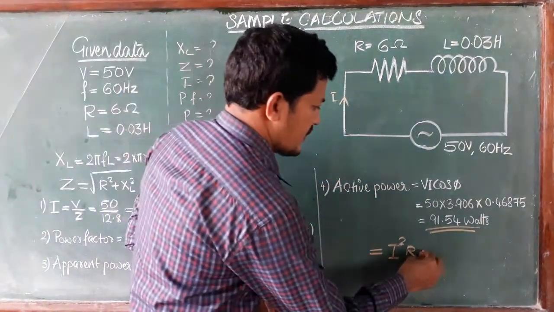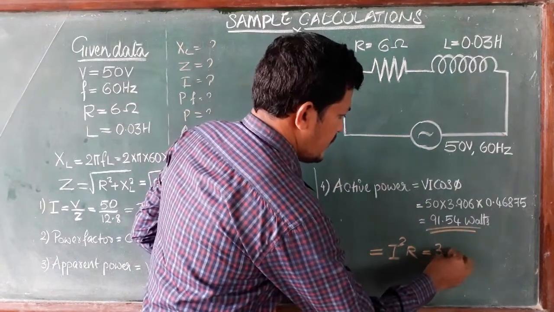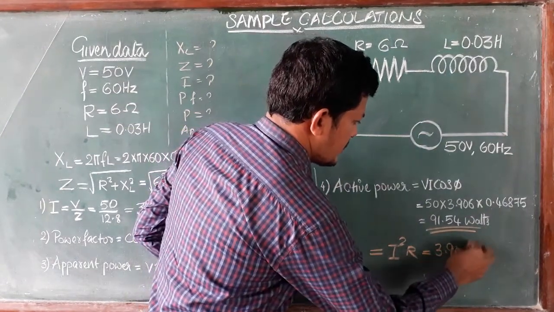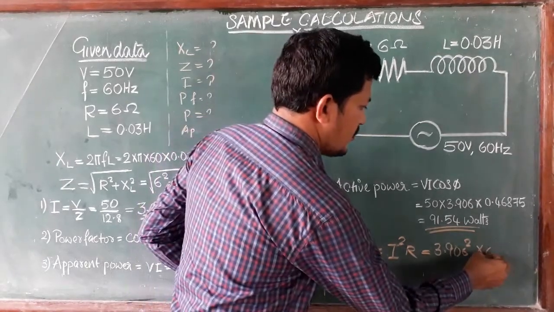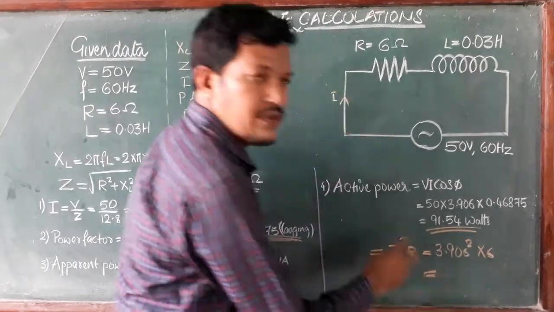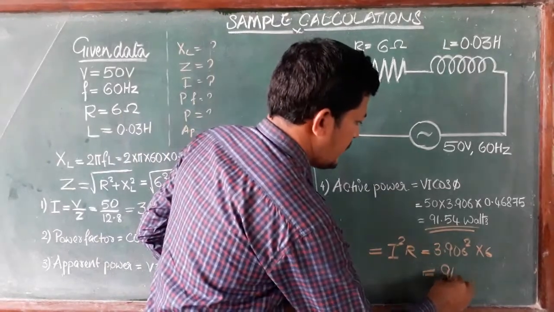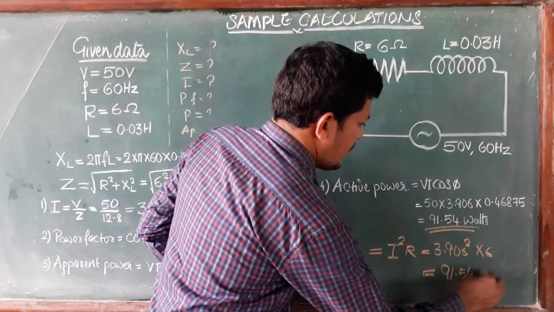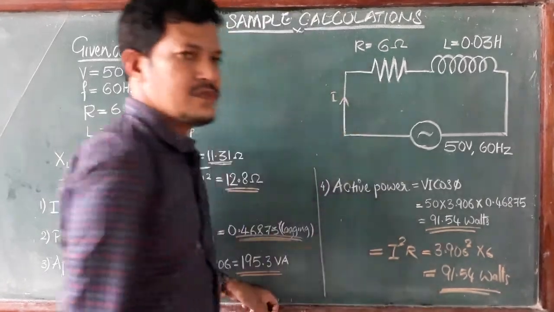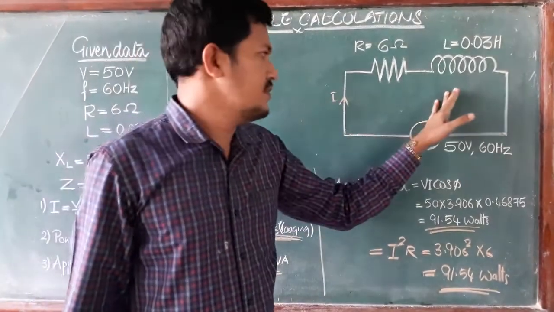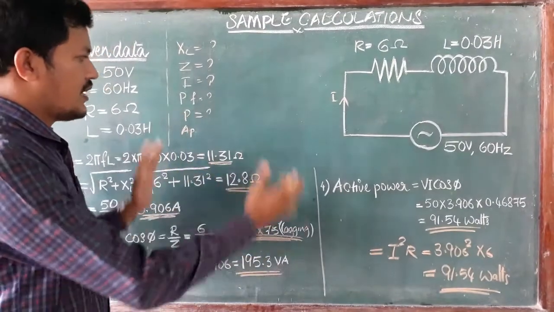So I square R. So I is 3.906 square into 6 ohm. We will get the same answer, 91.54 watts. This much watts we will get. So power dissipates in the resistance only. Clear? So this is the total calculation we did.